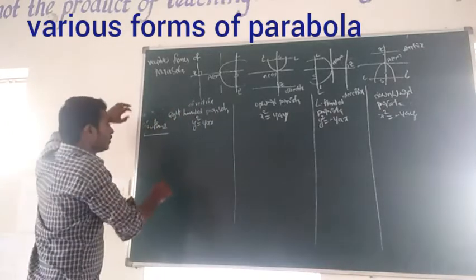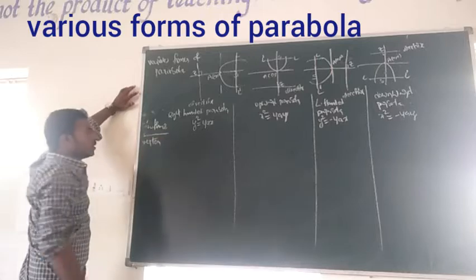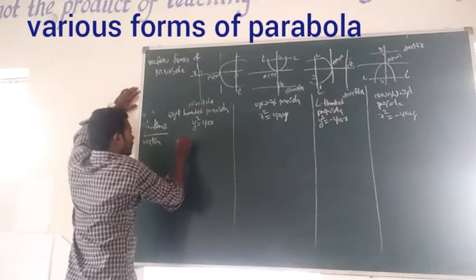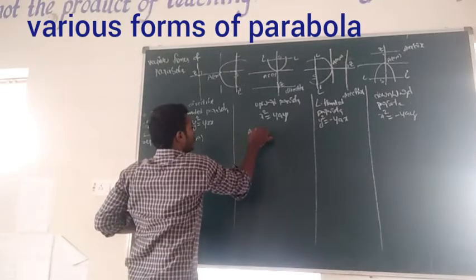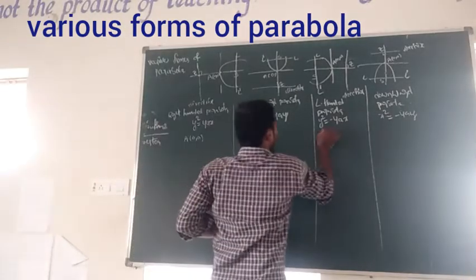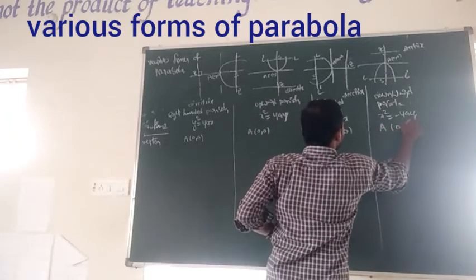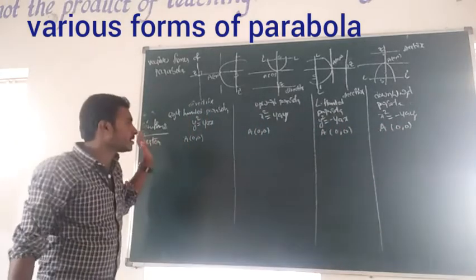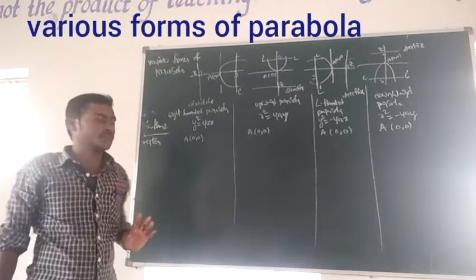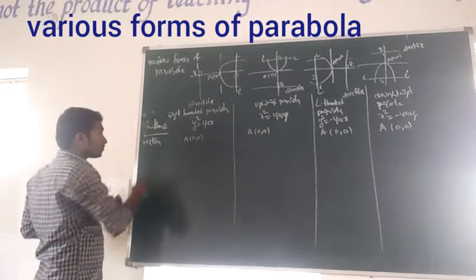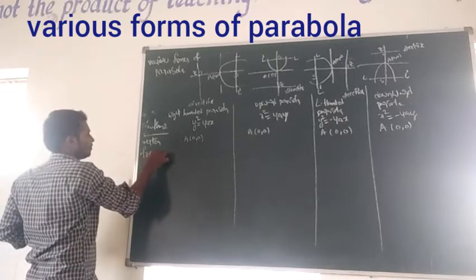Here the vertex is always 0, 0. Here also 0, 0, and here also 0, 0, and here also 0, 0. For any of these curves the vertex will be the same, that is 0, 0.